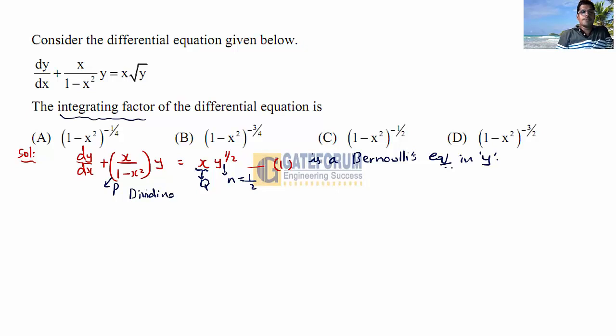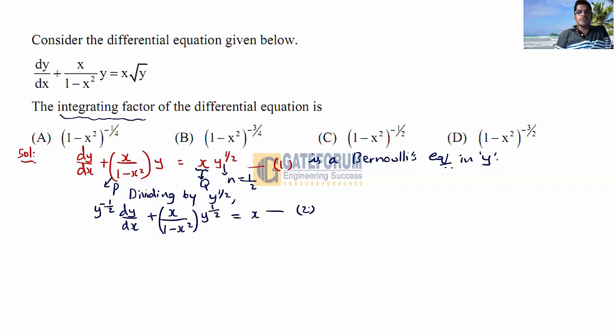Dividing both sides by y to the power 1 by 2, we get y to the power minus 1 by 2 into dy by dx plus x divided by 1 minus x square into y divided by y to the power half, which is y to the power half, is equal to x. Let us say this is equation 1.